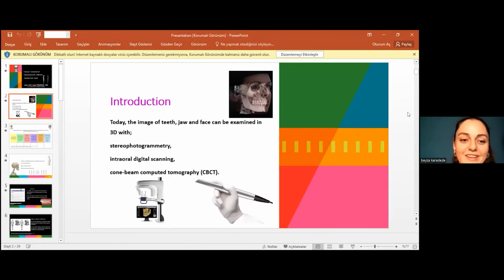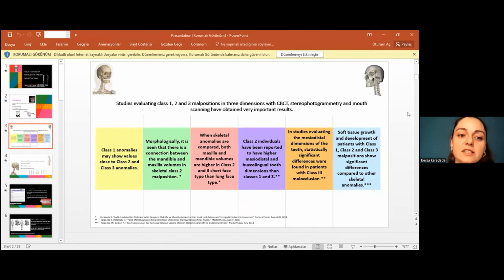Okay, I'm beginning again. Today, the images of the teeth, jaw, and the face can be examined in 3D with stereophotogrammetry, intraoral digital scanning, and combined computer tomographies. Studies evaluating class 1, 2, and 3 malpositions in 3 dimensions with CBCT, stereophotogrammetry, and mouth scanning have obtained very important results. Class 1 anomalies may show values close to class 2 and class 3 anomalies.